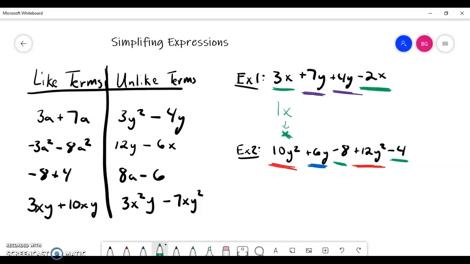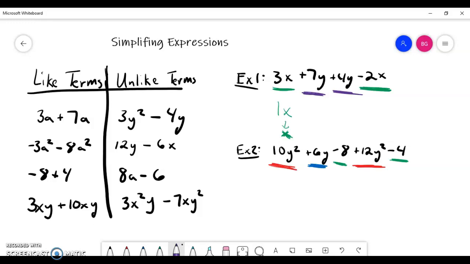So then I'm going to go to my next one, because I know my 3x and my greens are done now. So I'm going to go to my purple one, my y's. So then I have 7y plus 4y. Okay, so we know the variable is going to stay the same, but we're going to look at those coefficients here. I have a positive 7 and I have a positive 4. Well, a positive 7 plus 4, or 7 plus 4, makes 11.